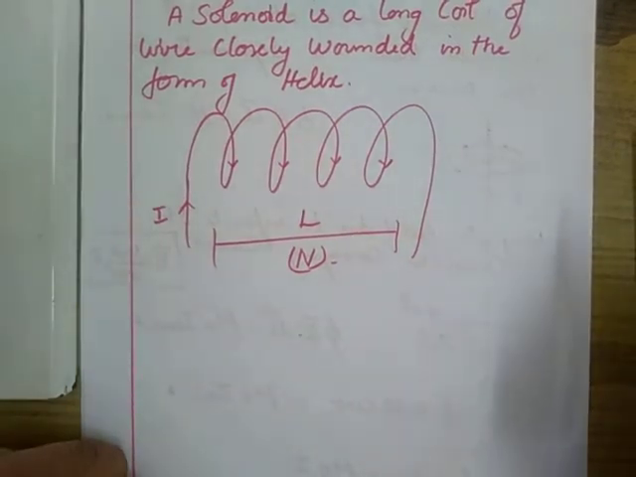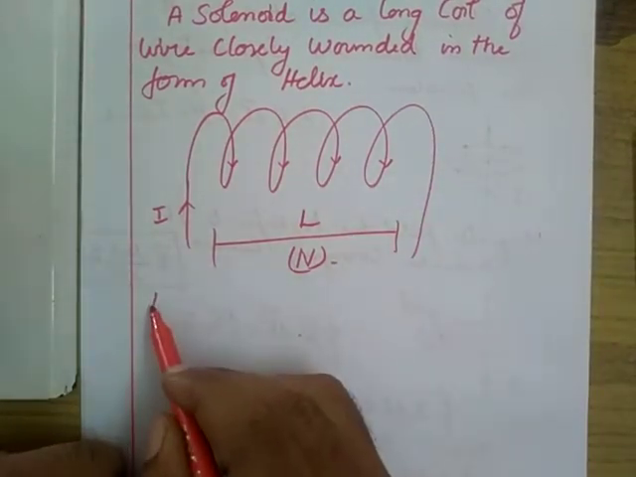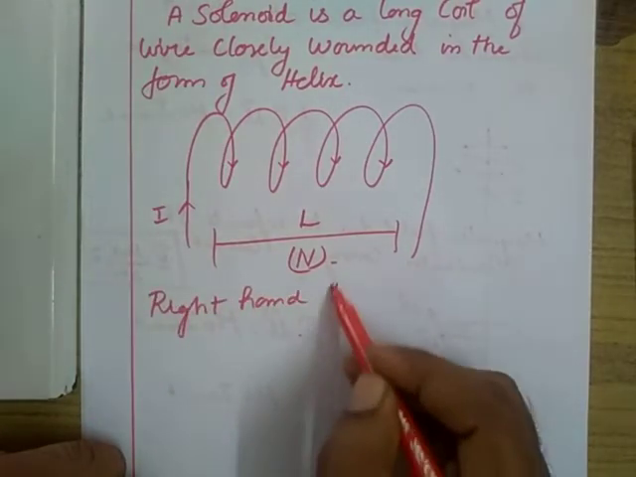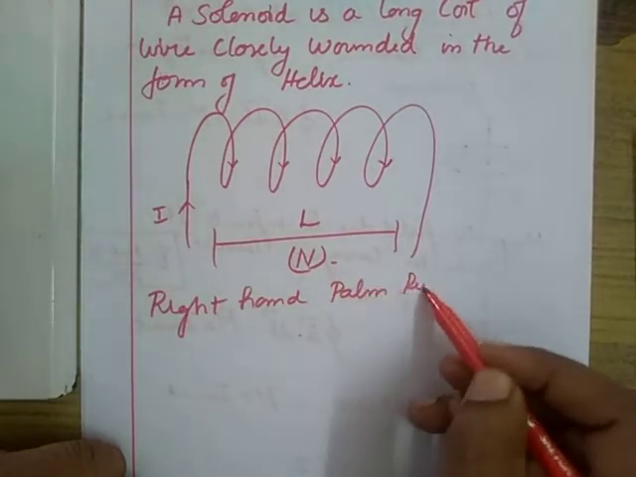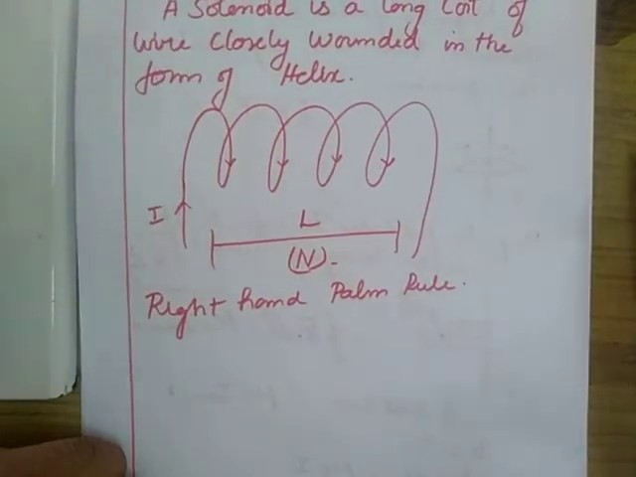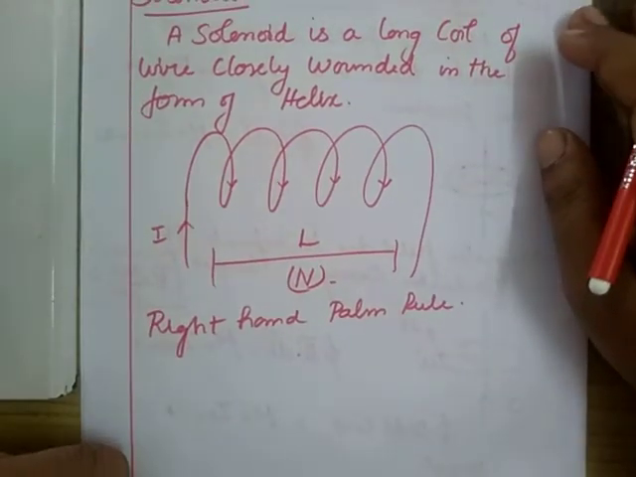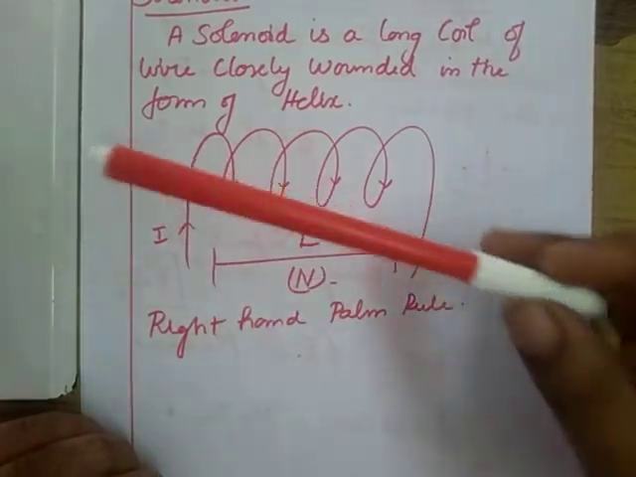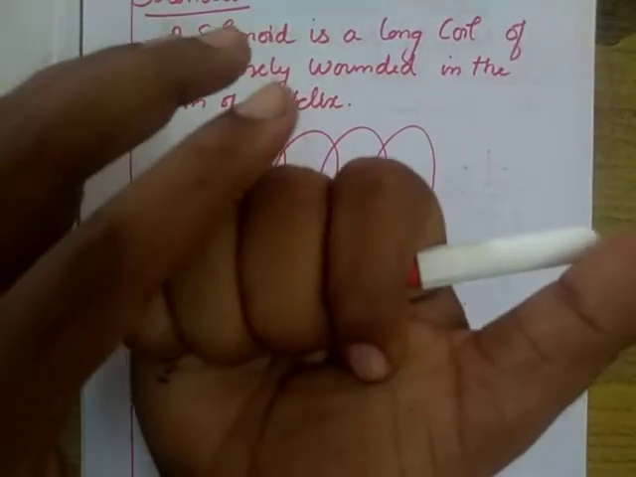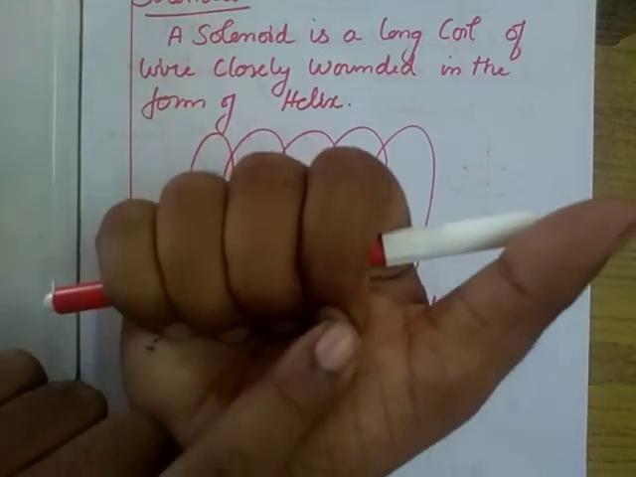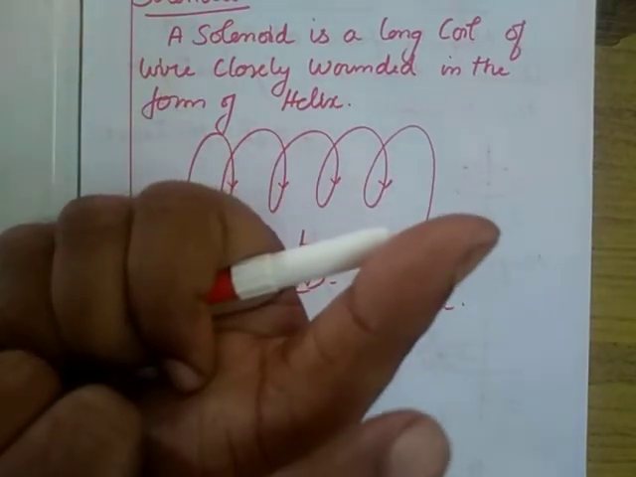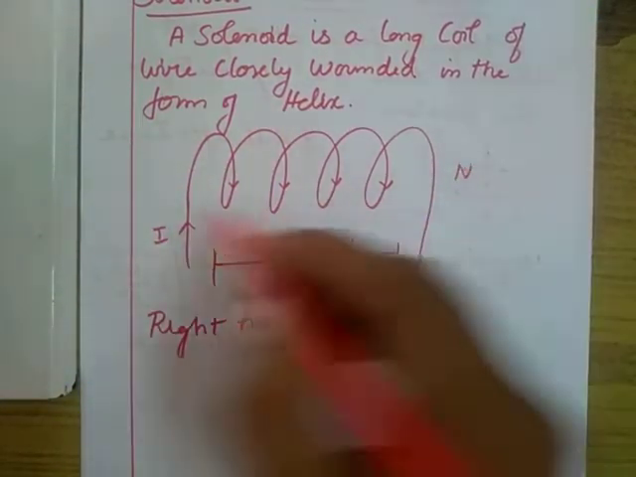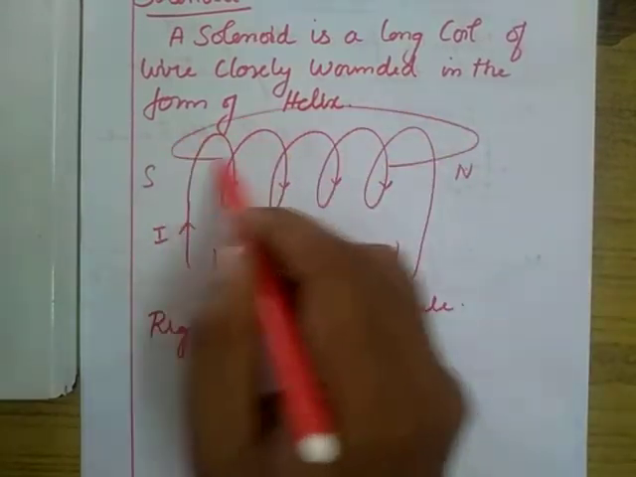We can also find the direction of the magnetic field by using the right hand palm rule. Using this rule we can find the direction of the magnetic field produced by the solenoid. If I consider a solenoid and hold it in my right hand, the fingers encircling the solenoid indicate the direction of the current and the extended thumb indicates the direction of the magnetic field. So for this case it is a north pole, and this is a south pole. So it can produce a magnetic field.